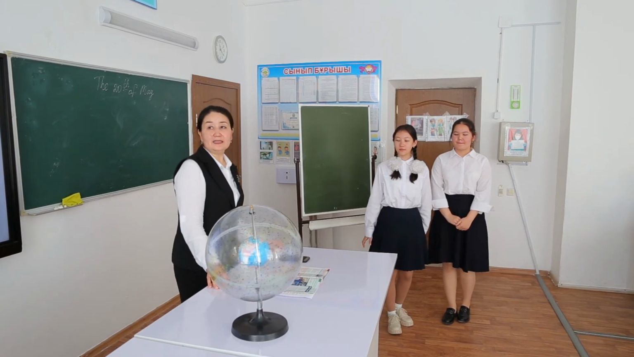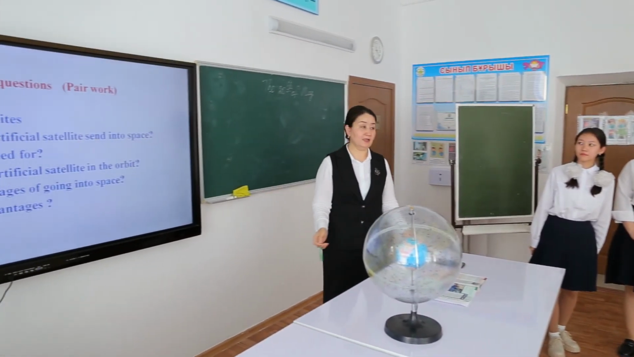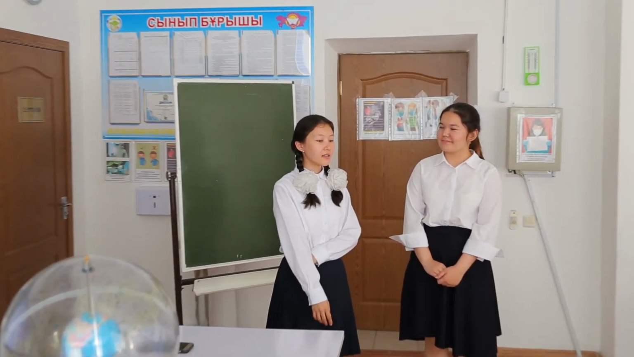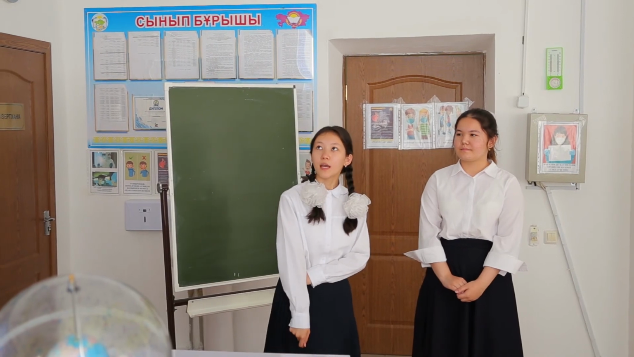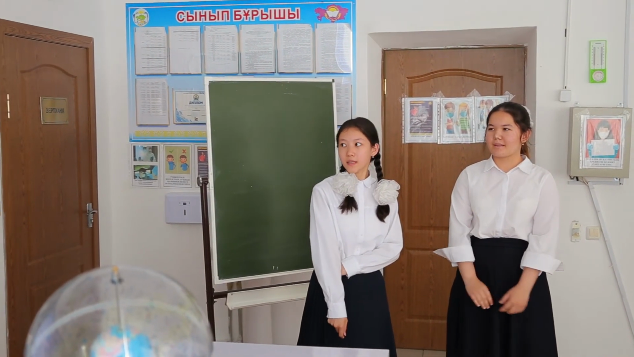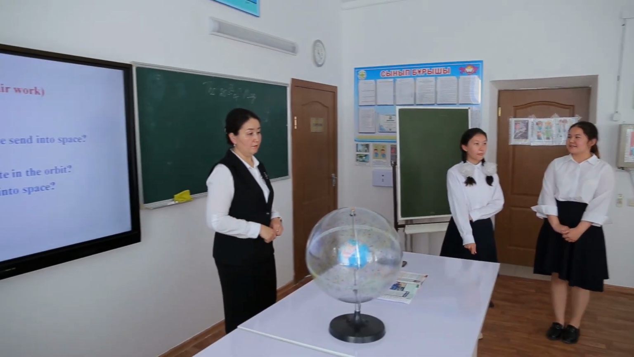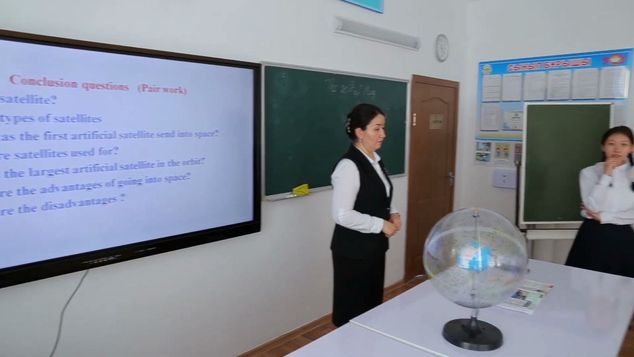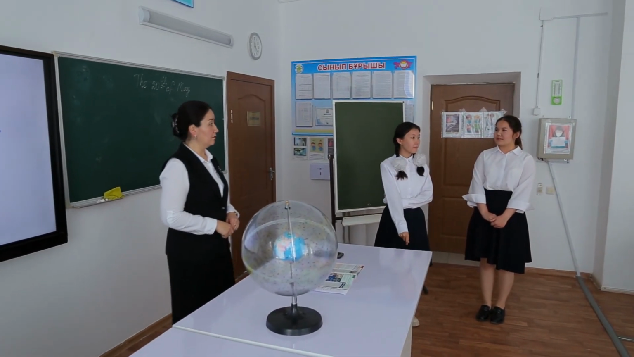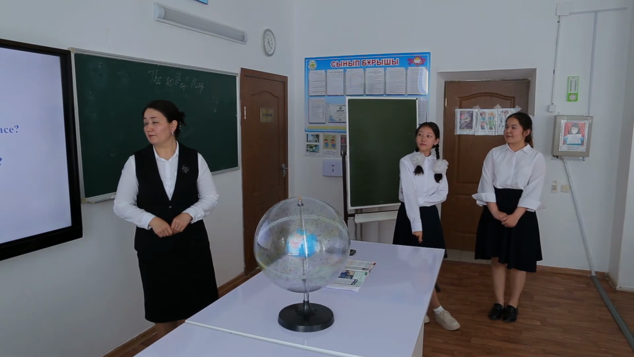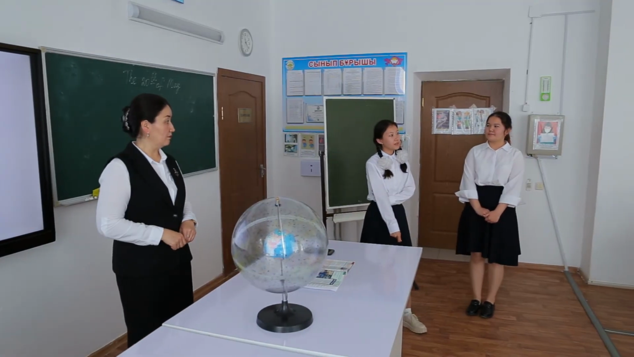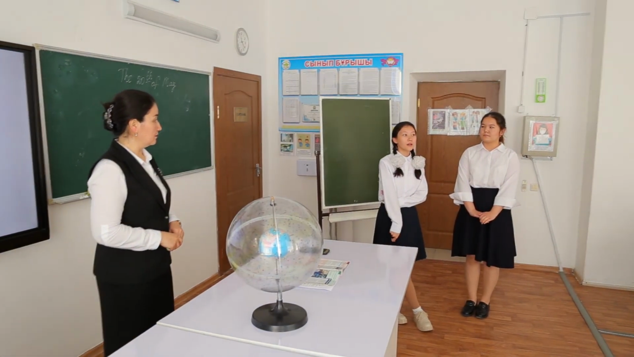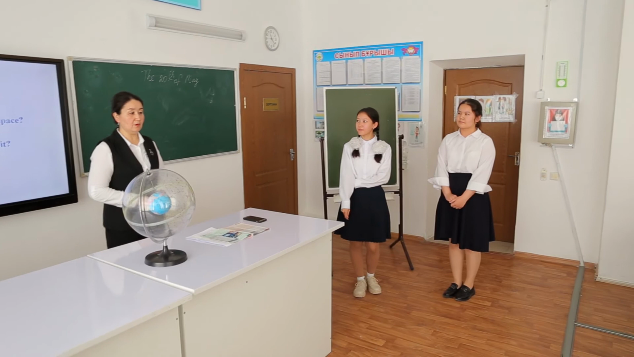Let's conclude our lesson and give some questions and let's work in place. Ask and answer, please. What is a satellite? A satellite is an object that orbits another object in space. Name the types of satellites. Natural like the Moon and artificial satellites. When was the first artificial satellite sent into space? In 1957, the Soviet Union sent it into space. Okay, thank you. Good job.